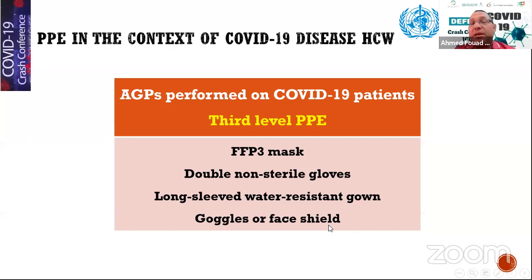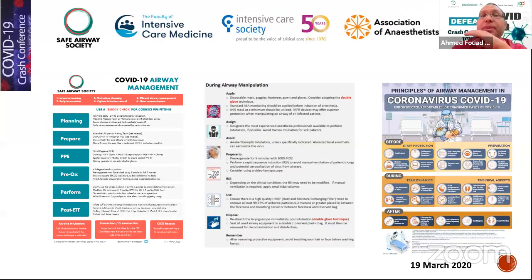This is as a general. For any AGBs, you have to go with this level of protection. The most important point, the most important procedure, is airway management. And you can see many associations, most of them related to anesthesia, by the way. Most of the associations that published guidelines for dealing with airway management are related to anesthesia.